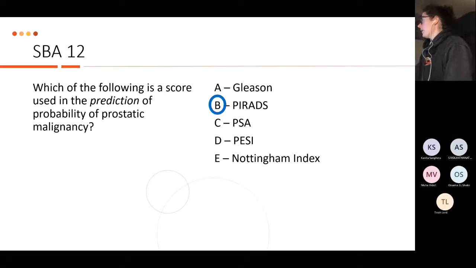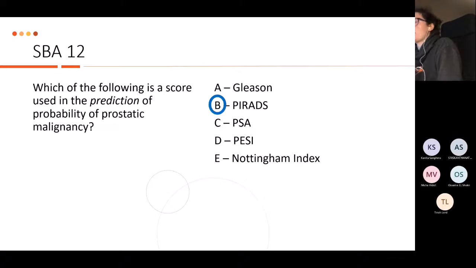So this one is a bit in the question wording. Gleason is related to prostatic malignancy. It's a histological score that finds the worst bits of the prostate when you take it out, and scores them on severity. And it helps with grading of prostatic cancer.